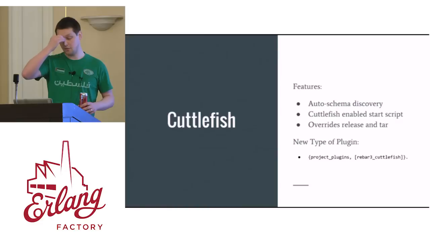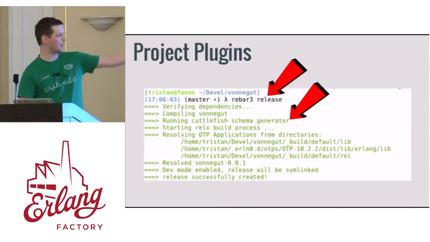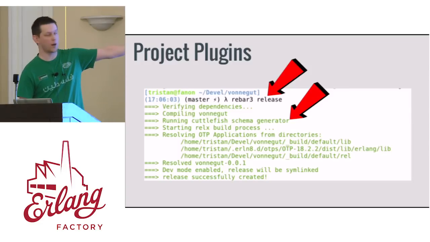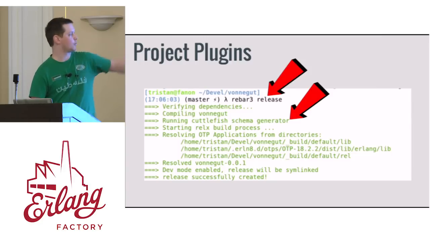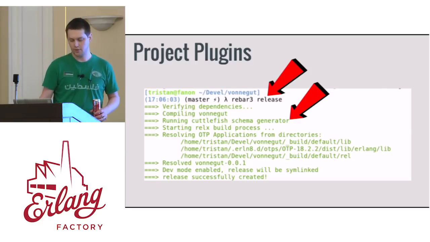And what we did is added project plugins to Rebar3 to support this. What it's able to do as a project plugin is actually override the release command. So now when release is run, because we have the project plugin of Cuttlefish, release goes to the Cuttlefish plugin, which passes state on to the rest of the provider, the release provider. So the Cuttlefish running gets done seamlessly inside your release, and you get the result without having to touch anything, pretty much, except adding your Cuttlefish plugin.